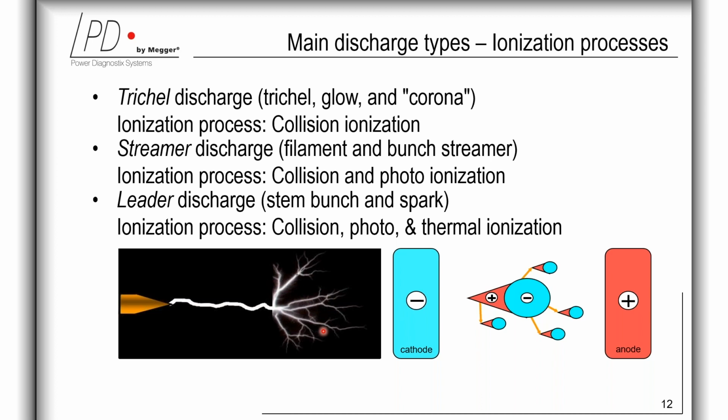The leader discharge is regarded as the strongest partial discharge mode just before breakdown. In air, leader discharge can only be maintained in case of a strongly inhomogeneous electric field and with comparably large distances.